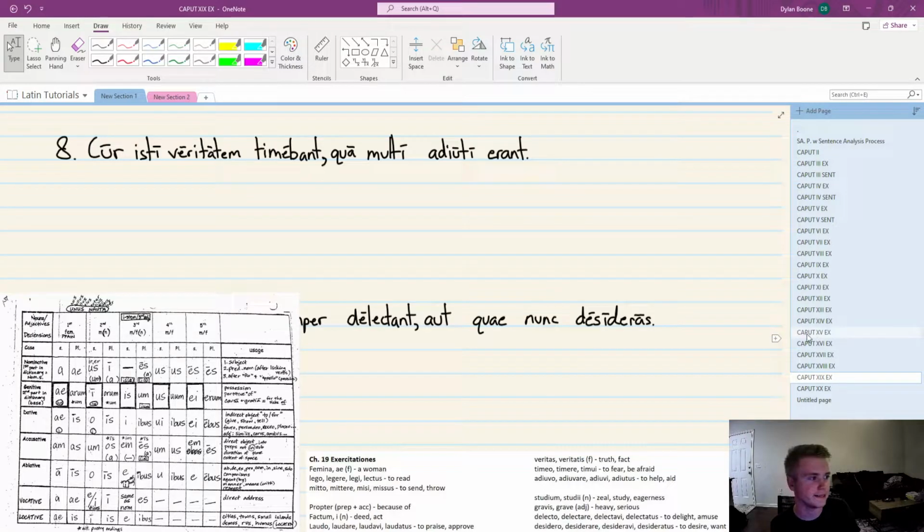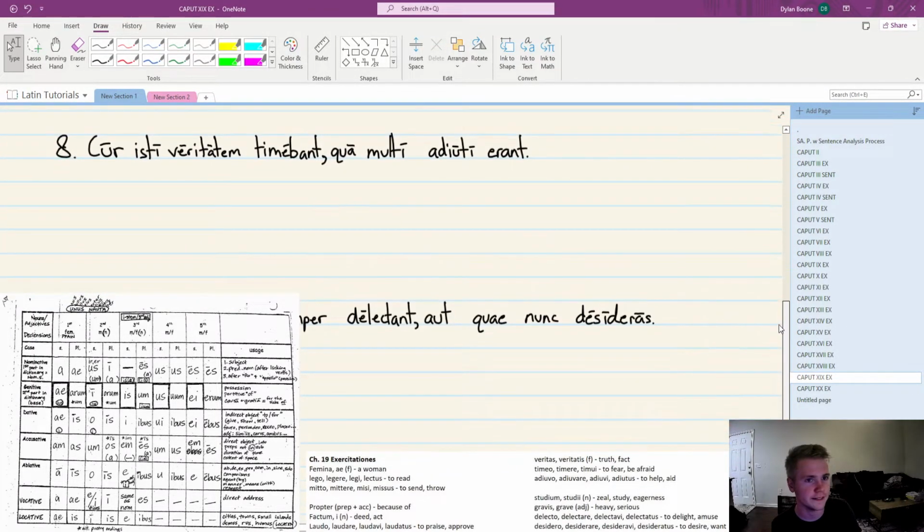So number 8 here. Cur is an interrogative. Cur means why. And I seem to have forgotten my question mark here. That's why I was a little stumbling over interrogative. Cur means why. But aside from that, we translate it similar to other sentences. We just add the why.